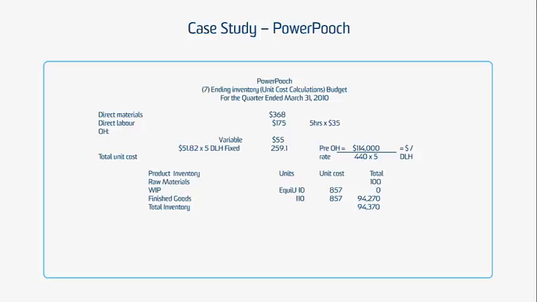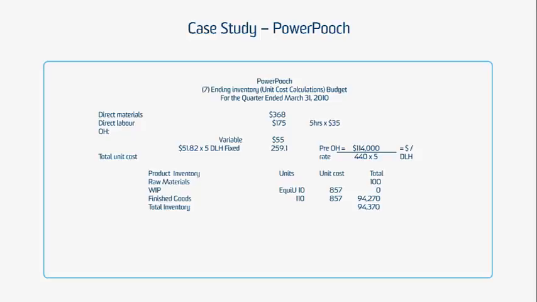So we multiply the total units that we want for the period, 440, by 5 hours per unit. This gives us a fixed rate of $51.82 per direct labour hour. Then multiply that by 5 direct labour hours per unit, so the fixed overhead cost is $259.10. So the cost of each unit is $857.